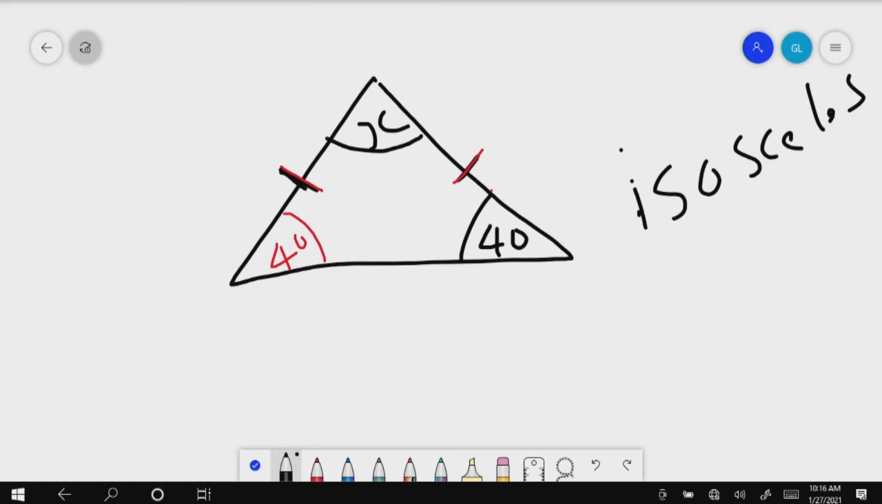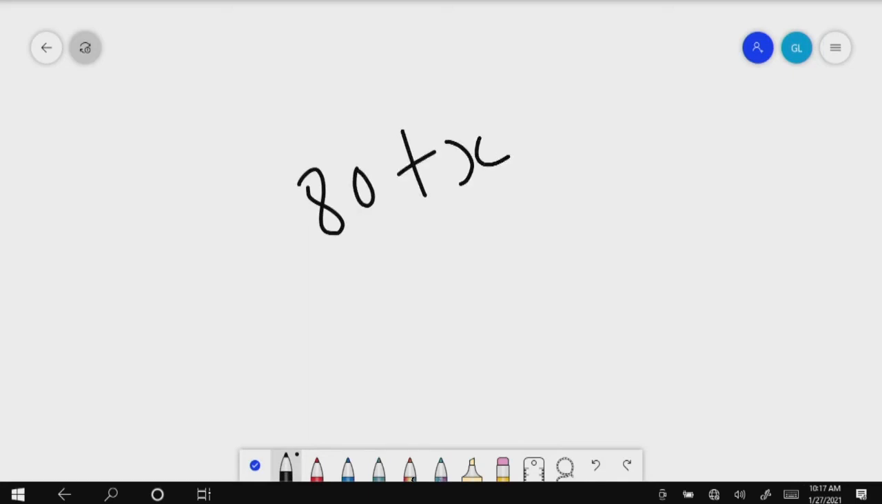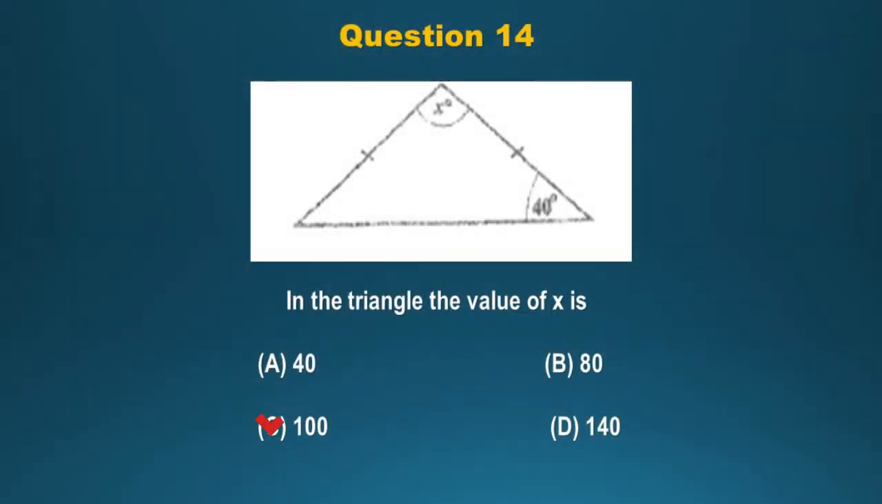Now, in finding the value of x using the sum of angles of a triangle, x plus the two known angles should equal 180 degrees, the sum of angles in a triangle. Therefore, for us to find the value of x, it would have been 80 plus x should equal 180, where x is equal to 180 minus 80. The value of x is 100 degrees. Our solution here is C.